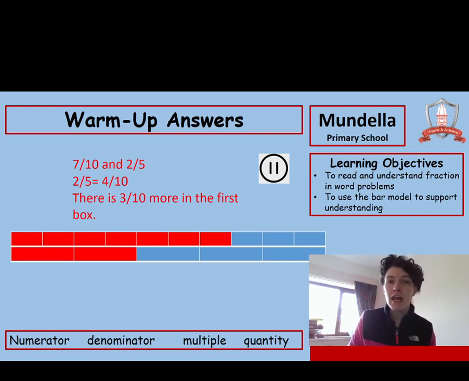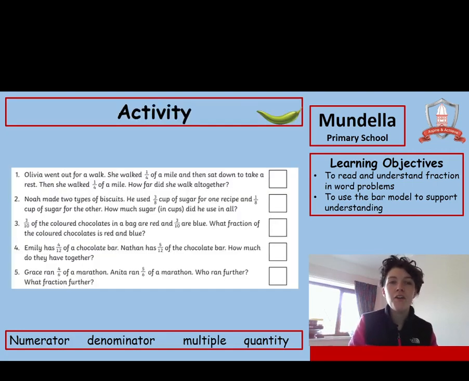If you found it helpful to your understanding, I suggest that for these word problems that you're going to do in today's lesson, you draw a bar model to go with your word problem. Okay, so for green chili peppers today, your activity is to have a go at these 5 word problems. Look carefully, read the question carefully. Make sure that you have identified the fractions and worked out what is the question asking you to do.